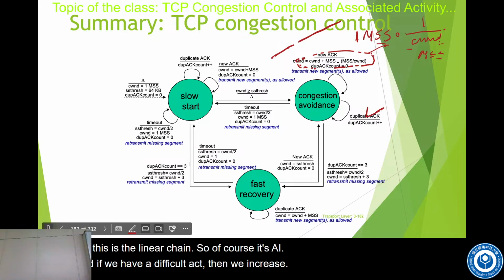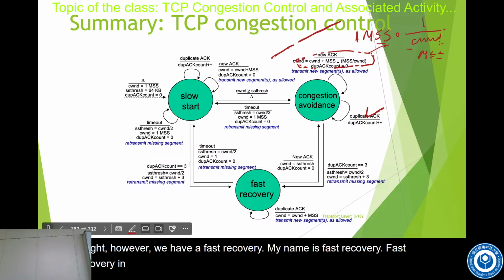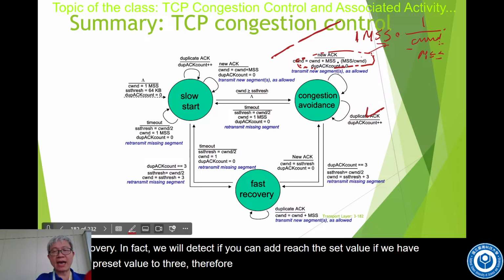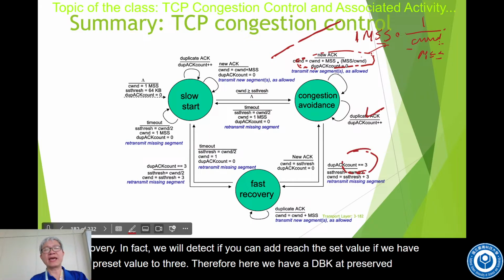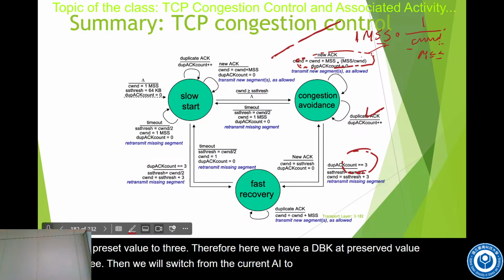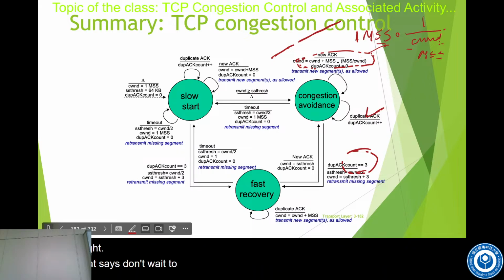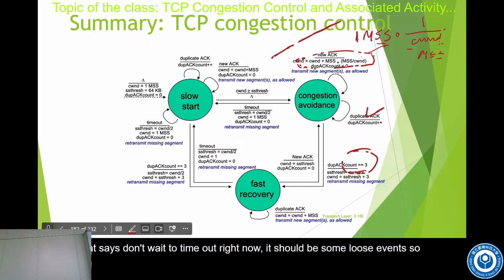Alright, however, we have a fast recovery. What does fast recovery mean? In fast recovery, we detect that duplicate ACKs reach the set value. If we have the preset value of 3, therefore here we have a duplicate ACK preset value of 3. Then we will switch from the current phase to fast recovery. Right? That says don't wait for the timeout to run out. It should be some loss event so you can have the fast recovery.